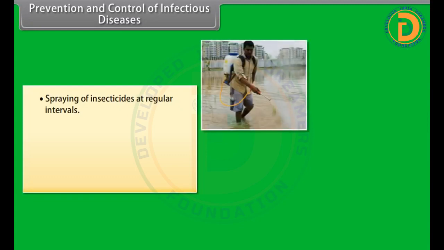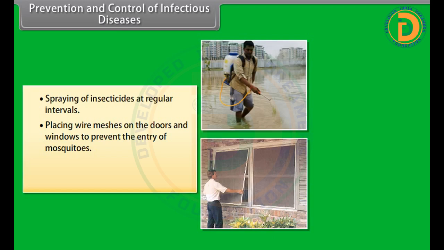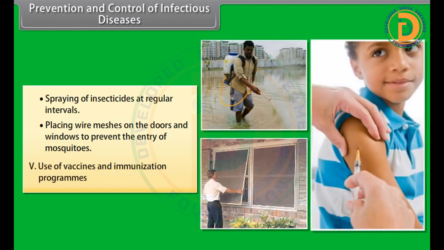Spraying of insecticides at regular intervals. Placing wire meshes on the doors and windows to prevent the entry of mosquitoes. Use of vaccines and immunization programs.